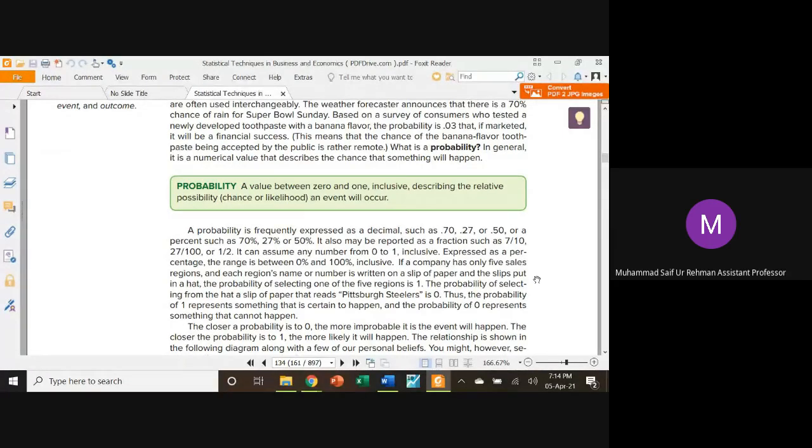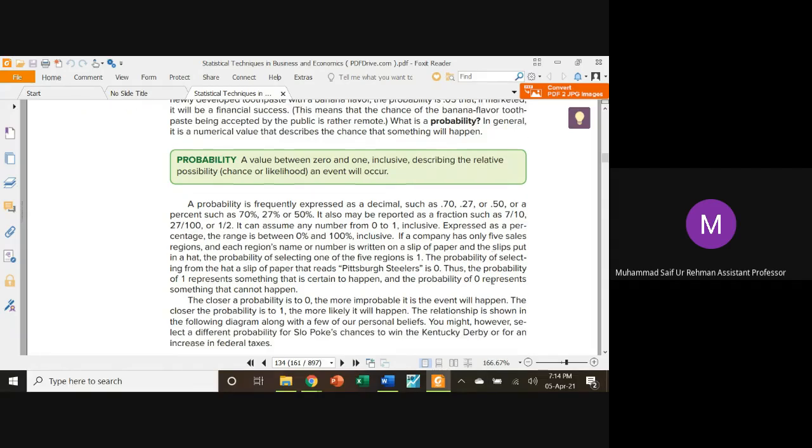So let us say we are going to toss a coin. What will occur? It may be head, it may be tail. But whatever occurs, it will occur a short while after you perform the experiment. After that experiment, there will be some result, there will be some outcome.